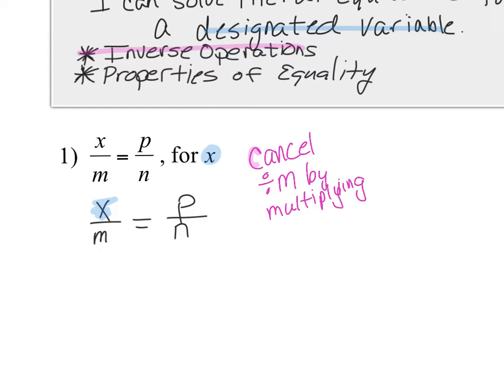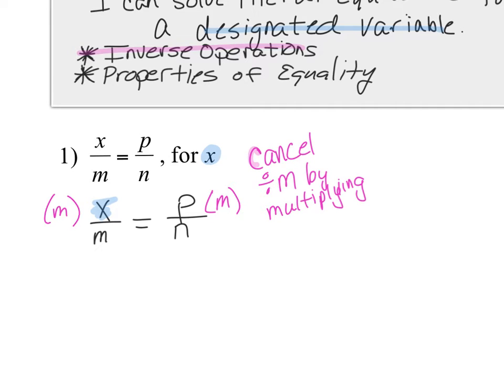What does it look like to multiply by m? It looks exactly the same as it does if you multiply both sides by 2 or 8 or whatever. So how am I going to cancel out dividing by m? I'm going to multiply. So we did our inverse operation. Now I need to remember my other big ideas. I still have to keep in mind my properties of equality. Since I multiplied the left-hand side by m, I have to multiply the right side by m.